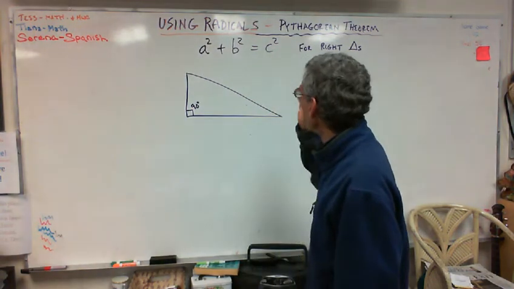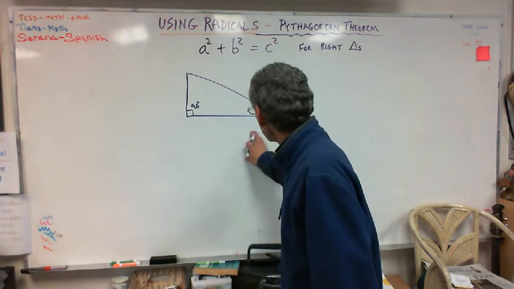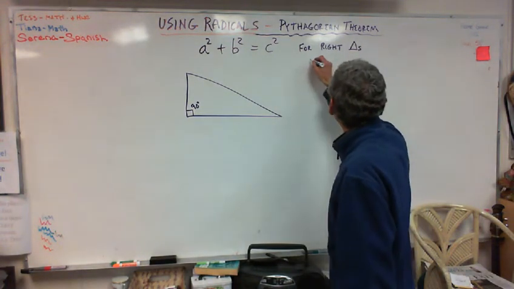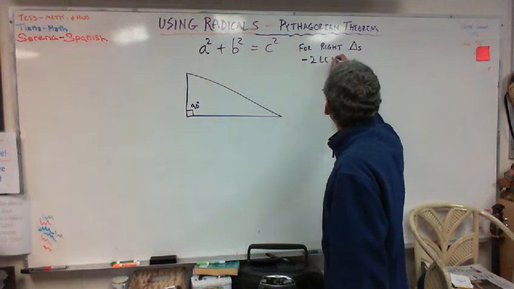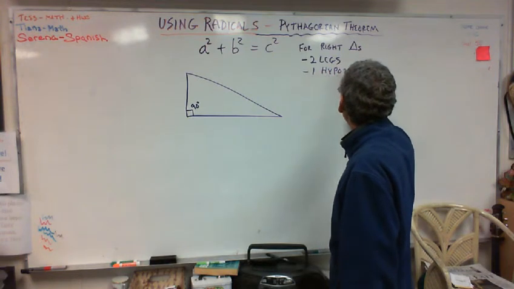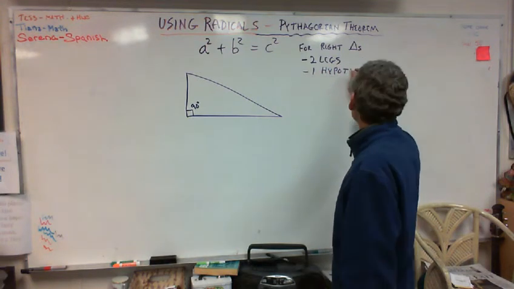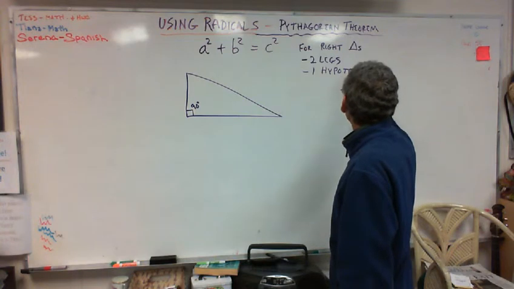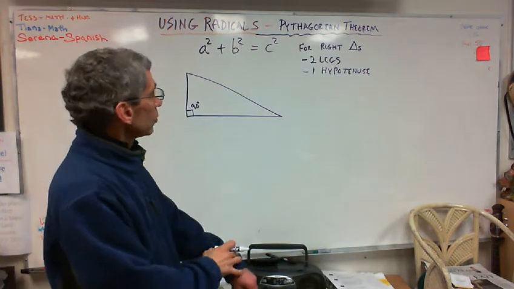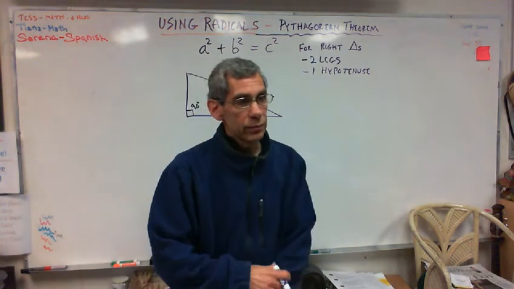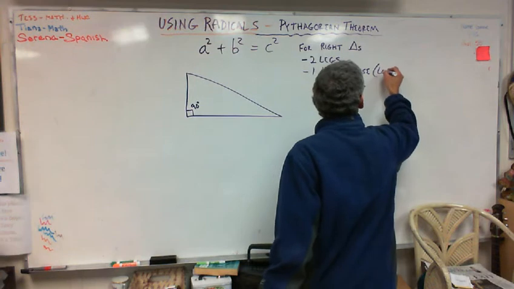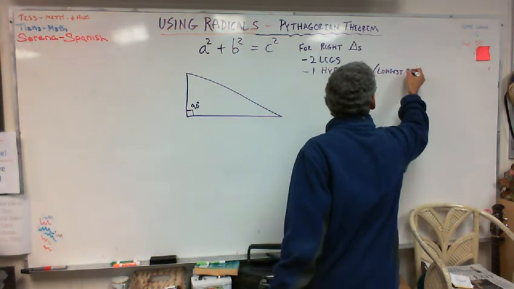Okay, so now with a right triangle, you have two legs and one hypotenuse. H-Y-P-O-T-E-N-U-S-E. I think that's how you spell it. Two legs and one hypotenuse. The hypotenuse is the longest side, right?